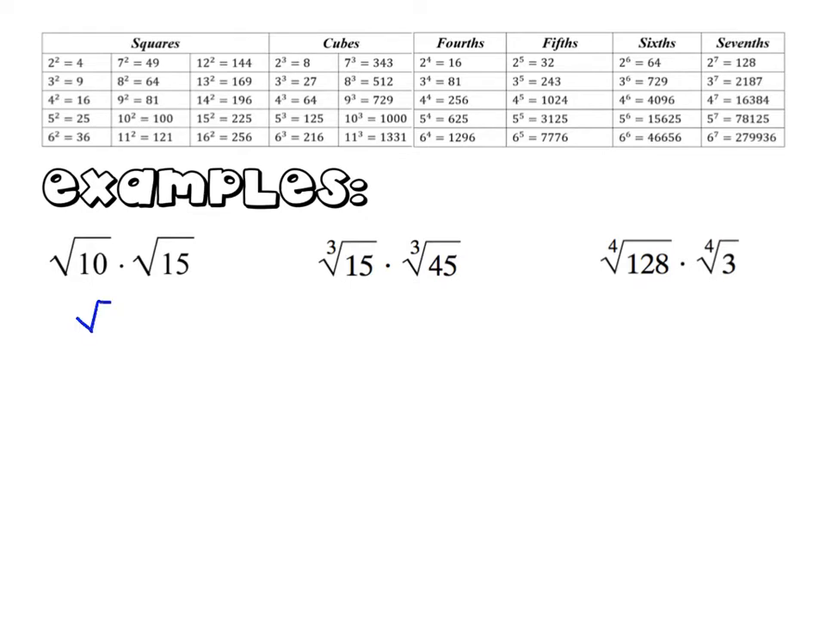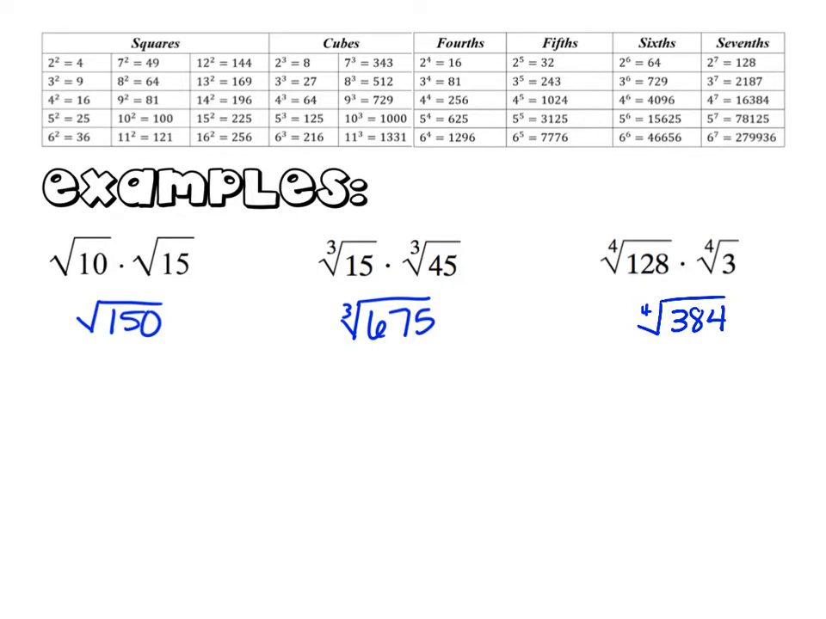So that leaves me the square root of 150. Or in the second one, the cubed root of 675. Or 128 times 3 is 384. So the fourth root of 384. After I multiply them together, now it's just like simplifying the ones from yesterday.